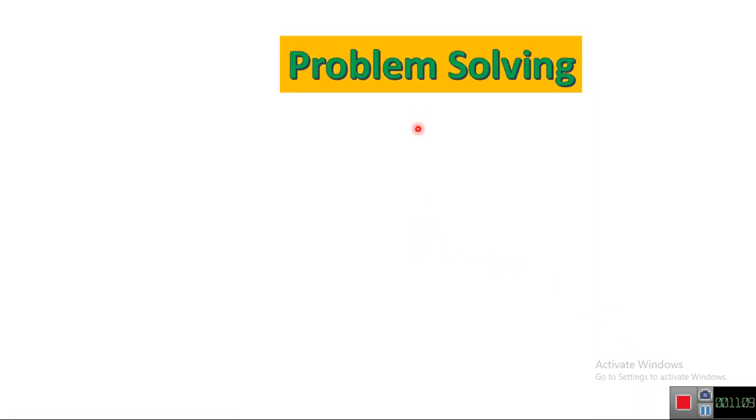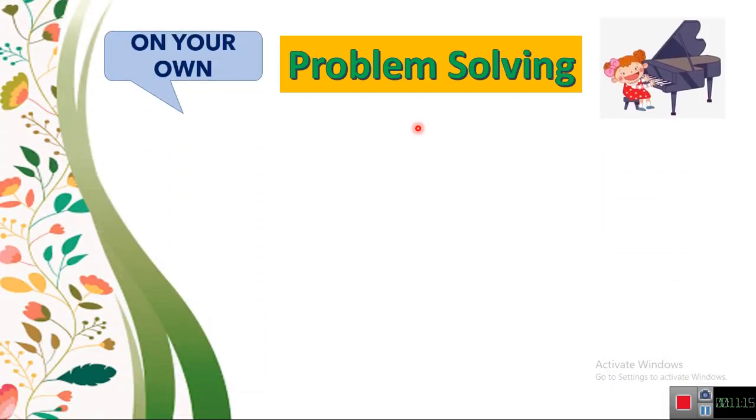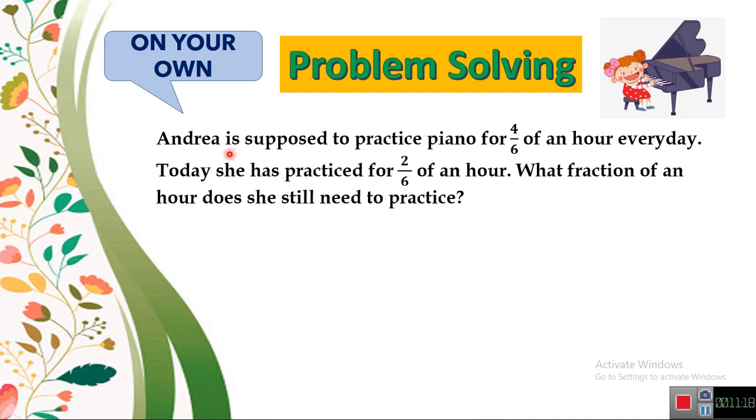Let's solve a problem. See if you can solve it on your own. Andrea is supposed to practice piano for 4/6 of an hour every day. Today she practiced only for 2/6 of an hour. What fraction of an hour does she need to practice? Now, after you read this information, make sure that you underline the given information and then you underline what you need to find. And how would you do that? Would you add or subtract? I want you to solve this problem and send it to me on Class Dojo.